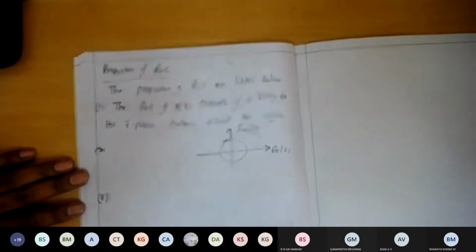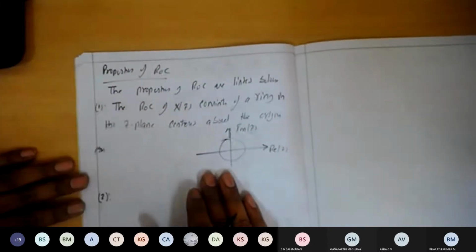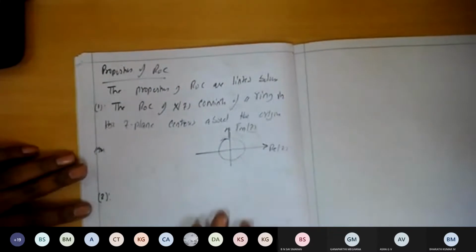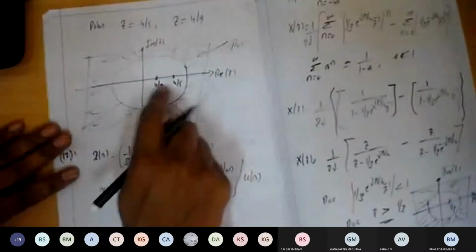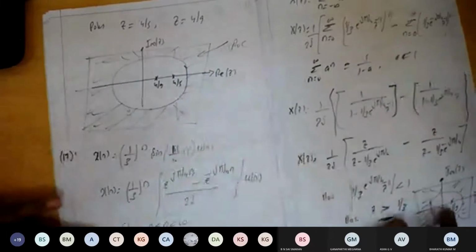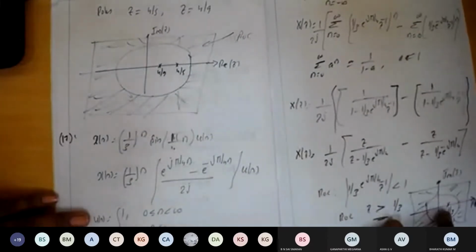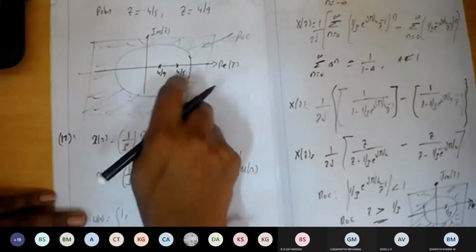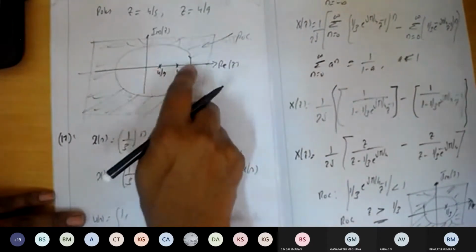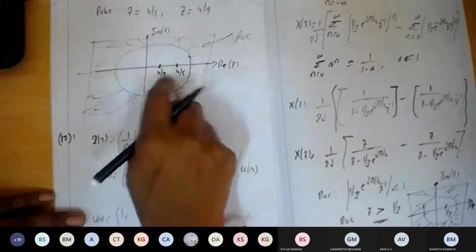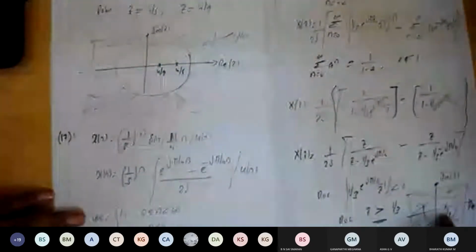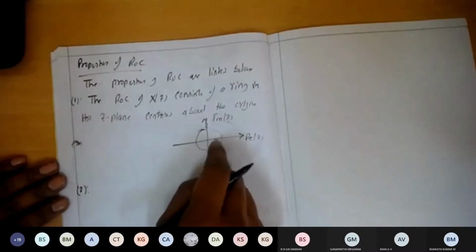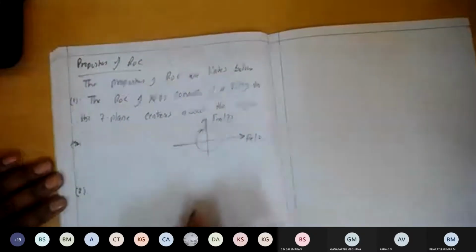Done. Already in the different problems you have seen how the ROC will be there. Now we'll consider the second property. In the previous problems, these are the poles we considered here, and this is also a pole. You can see the ROC is going to lie outside the circle, so the ROC does not contain any poles at all. In many problems we have seen that. So the next property is that the ROC does not contain any poles.